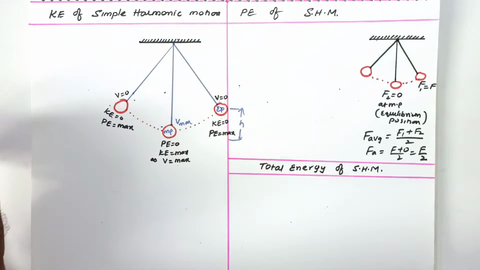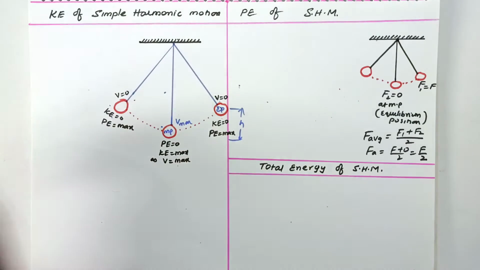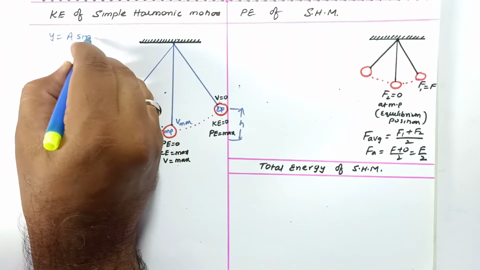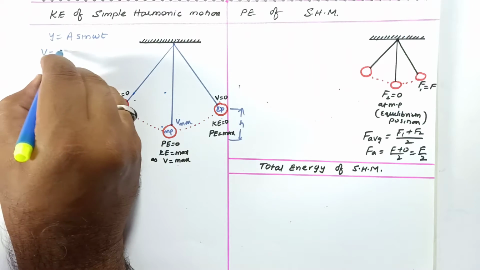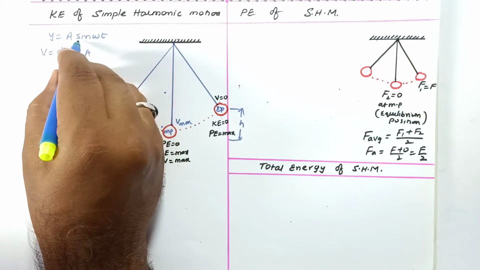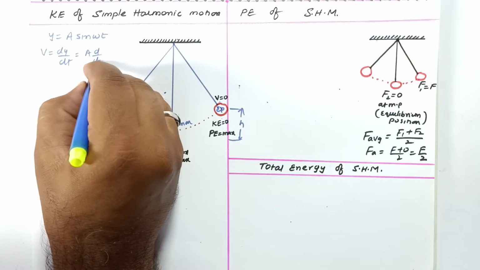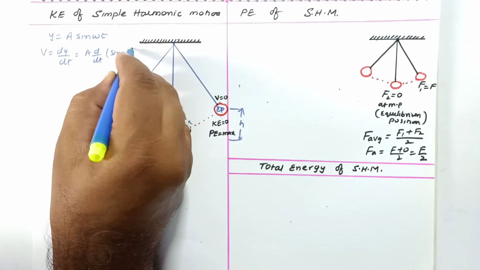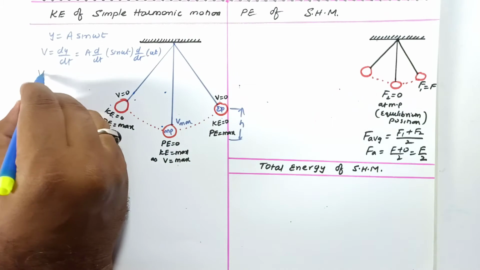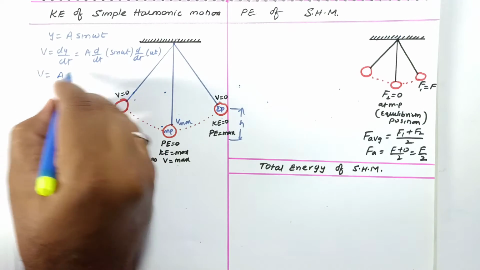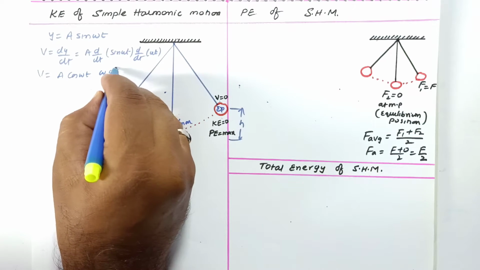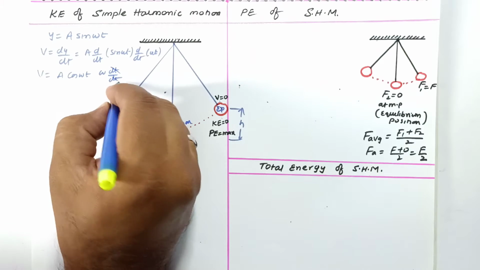So how are you going to find the kinetic energy of a simple harmonic motion? For that you should know that y is equal to a sin omega t, and v is equal to dy by dt. Differentiation of sin omega t you have to do. So that is a, sin omega t gives cos omega t, and you again differentiate omega t, which gives omega into dt by dt, and dt gets cancelled here.